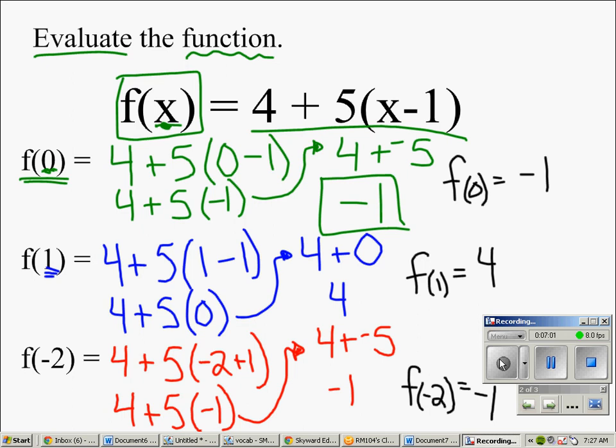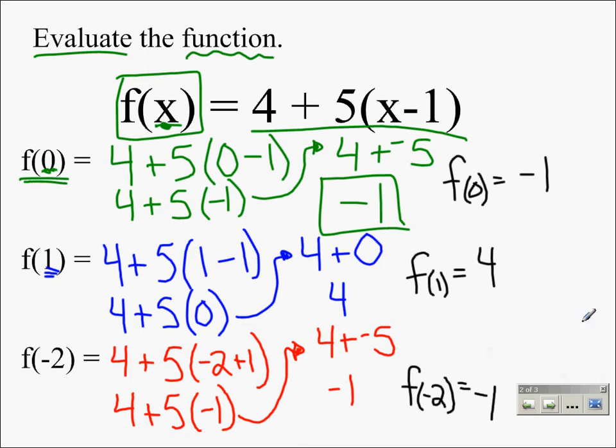Alright, here's the solution with the work. I changed all my x's to negative 2's, went through my order of operations, and I get f of negative 2 should equal negative 1. No, I did that one wrong. This should have been a minus sign. Negative 2 minus 1, which right here gives me a negative 3, which right here gives me a negative 15, which right here gives me a negative 11. Sorry. F of negative 2 should equal negative 11.